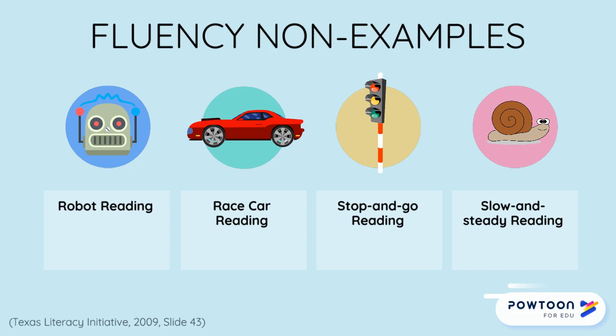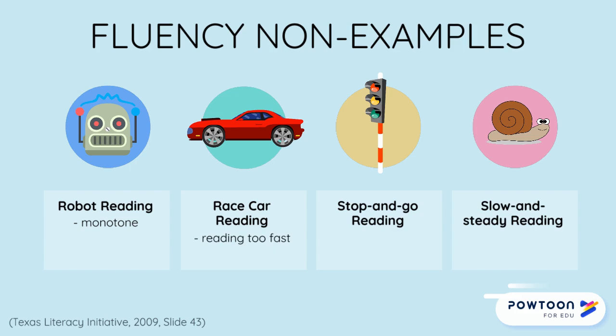Robot reading is reading in a monotone, flat voice void of expression. Race car reading usually springs from a misunderstanding of the true meaning of fluency. These students attempt to read as quickly as possible without paying attention to prosody or comprehension.